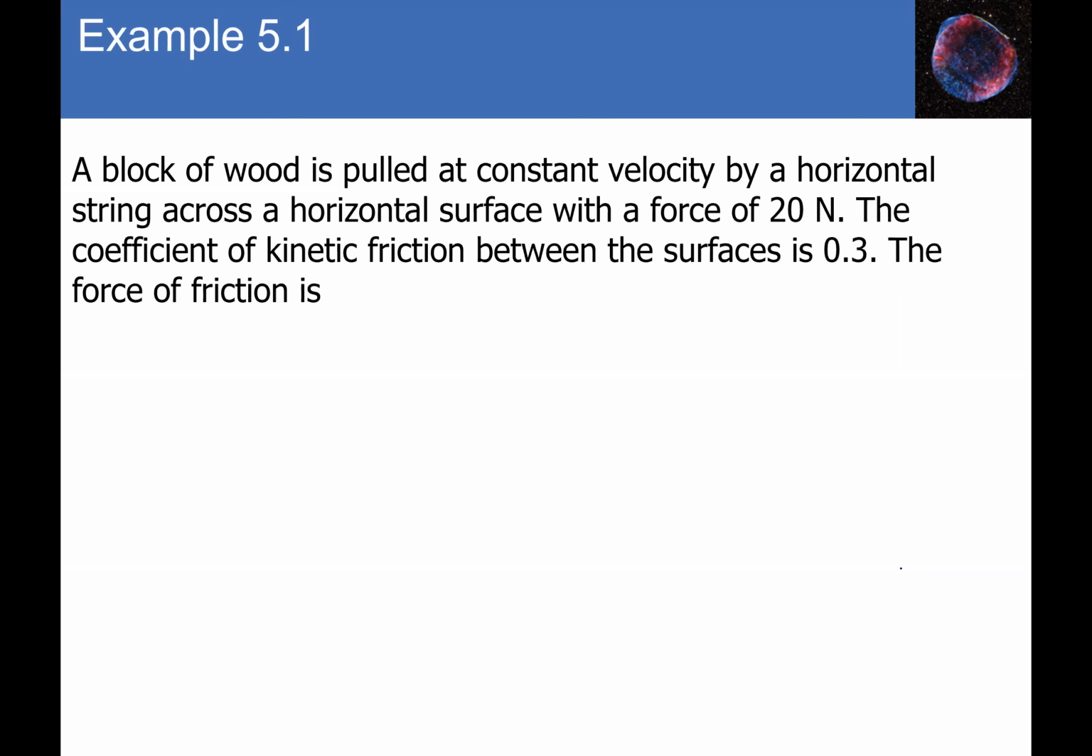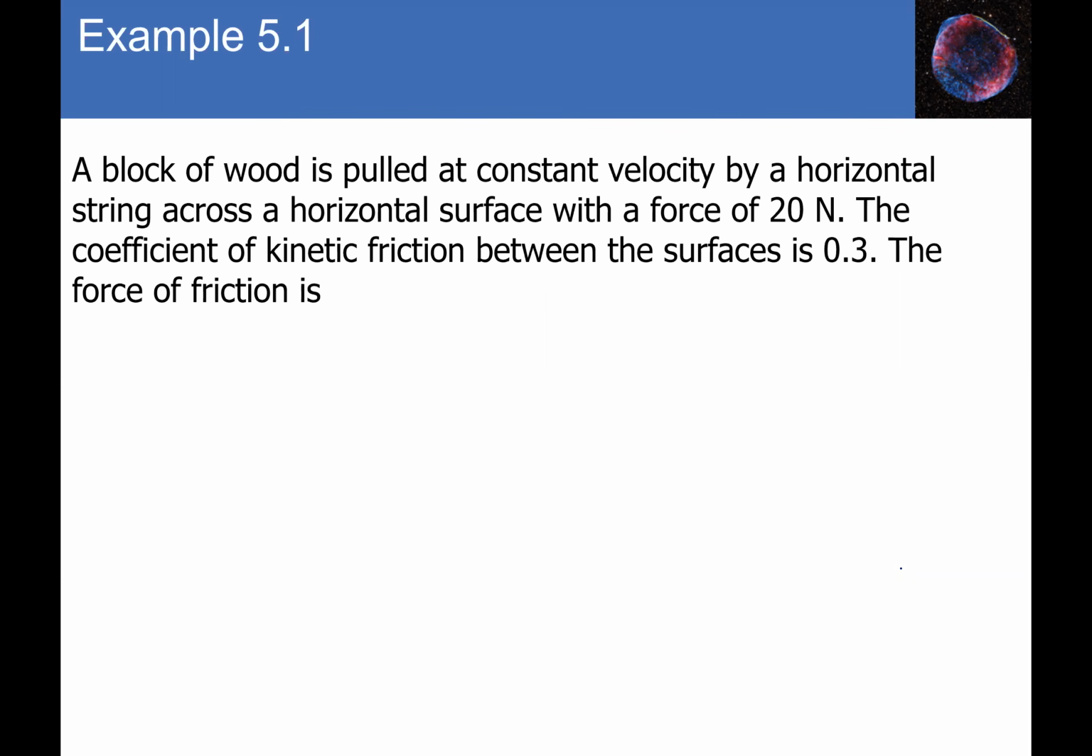In real life situations, you always have to take into account friction, only maybe in vacuum when there is no friction. All right, so a block of wood is pulled at constant velocity by a horizontal string across a horizontal surface with a force of 20 newtons. The coefficient of kinetic friction between the surfaces is 0.3. And the force of friction is, so basically we want to calculate the force of friction.